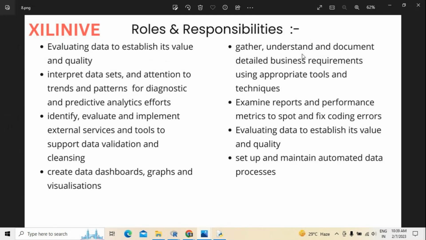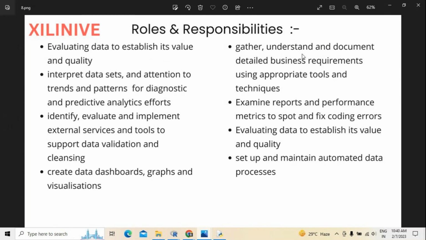At the same time, we need to have experience in examining the reports as well as performance metrics, so that by examining the reports we can identify the kind of errors involved, to fix the coding errors and all that. Examining the reports is required. Next, at the same time, we need to evaluate the data so that we can establish the kind of value quality.